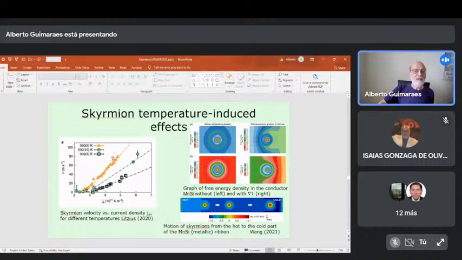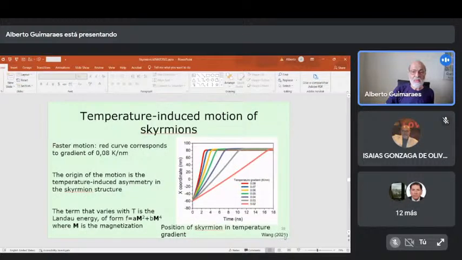And you see that increasing the temperature increases the velocity. Also, in this case, this illustration here is a simulation where the temperature difference between these two ends of a ribbon may induce the skyrmion to move. This is a very interesting possibility.